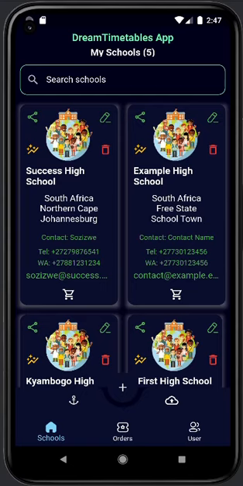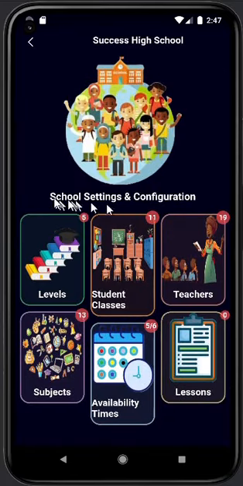To specify school availability and unavailability times, tap on our school widget to enter the school settings and configuration screen, then select the Availability Times widget.